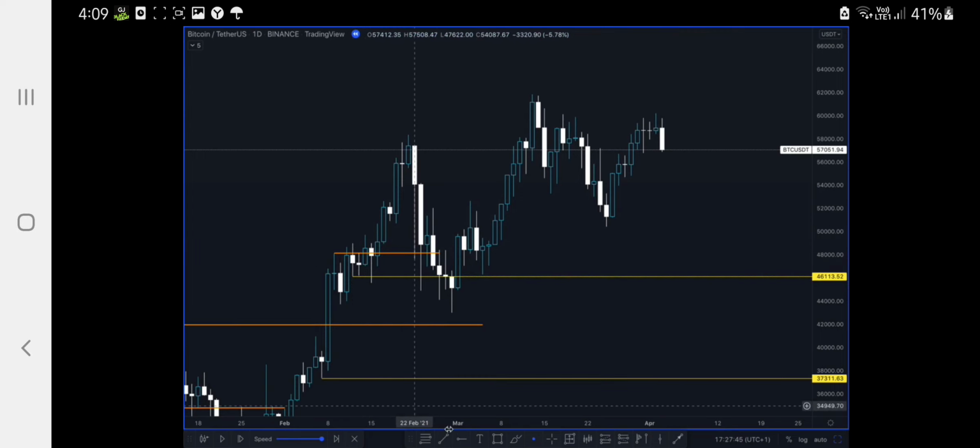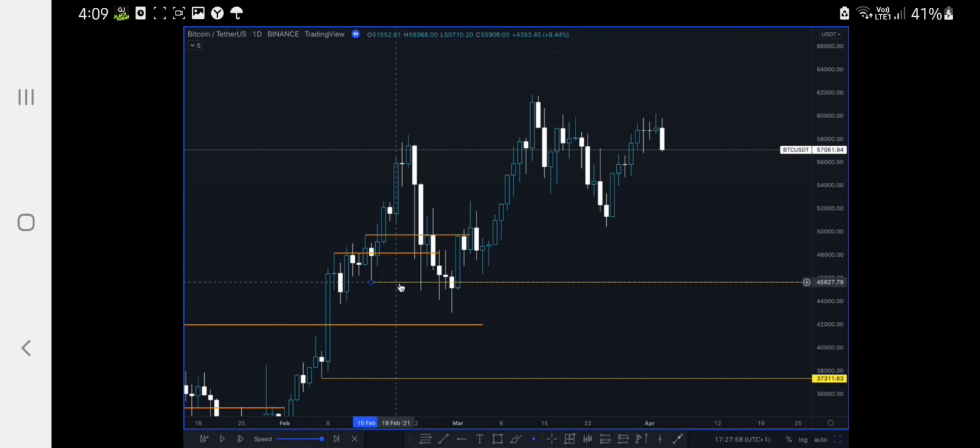So this was our new high, which is here. And this was the low that led to the break. So we now move our structure.